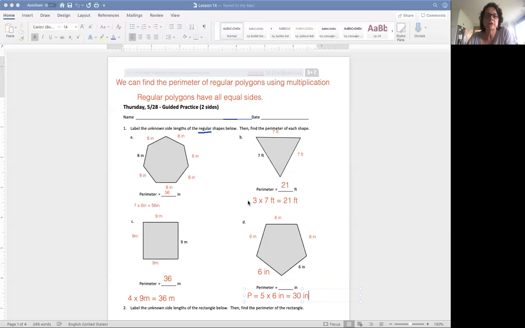Okay, and I'm going to go back just because probably should have done this at the beginning, written P equals on each one of these number sentences. And the last one.